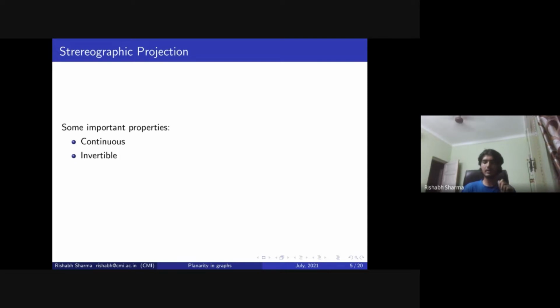So it's continuous and invertible, and since it's invertible, it's also a bijection. I don't know if all of you know this, but if you have a function from a set X to a set Y, and this function is bijective, invertible, then its inverse is also bijective. This is a result you can check on your own. So these are the properties that we will use and are important for stereographic projection. Is this clear? Yes.